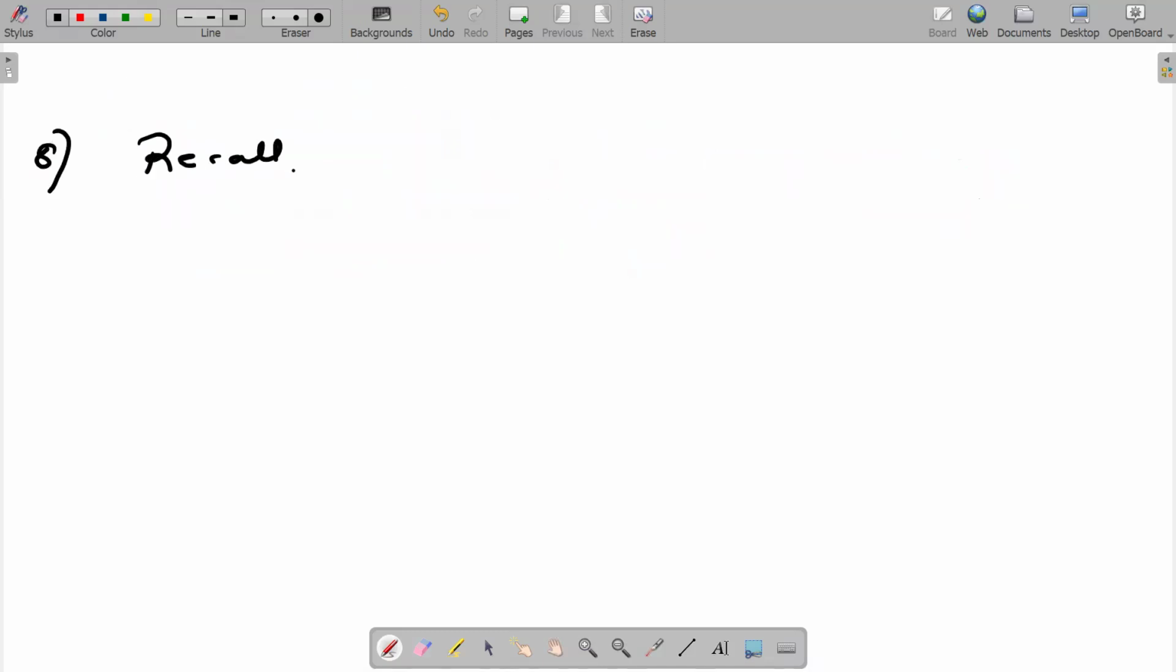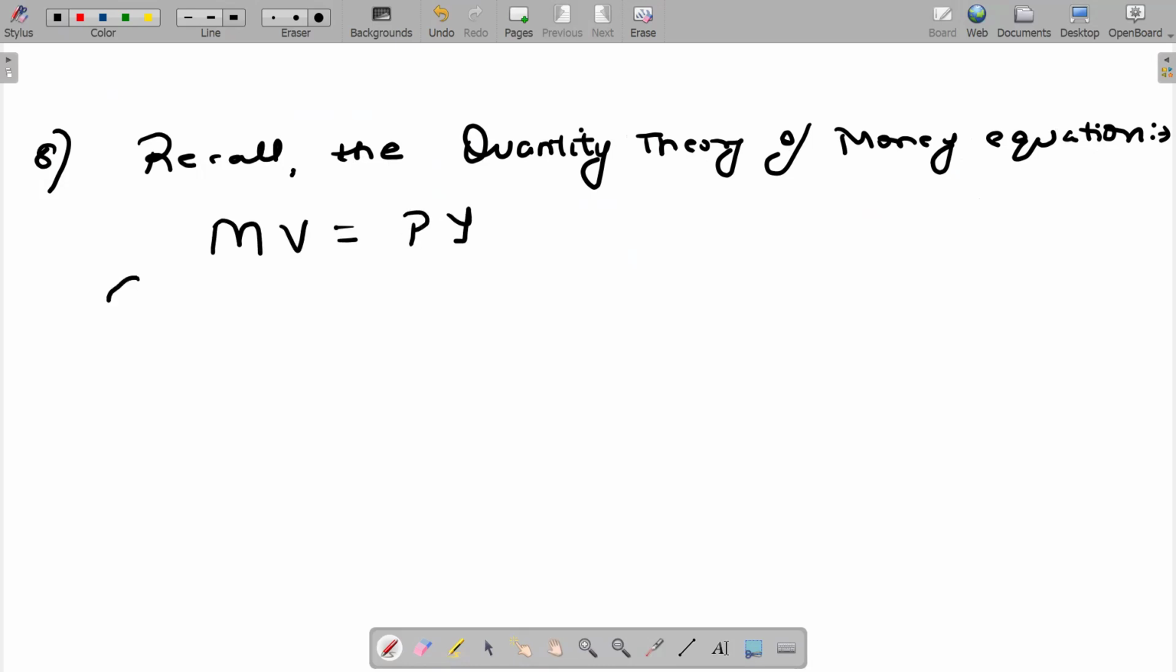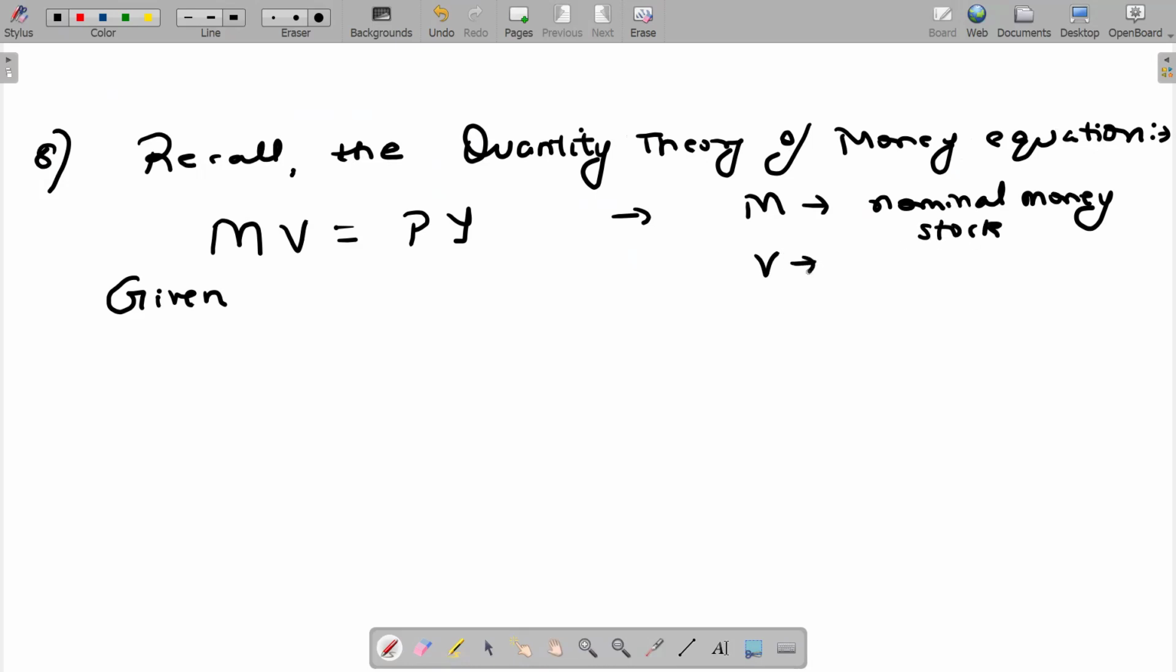Recall the quantity theory of money equation, which is M into V is equal to P into Y. Now, what are we given? Students should know that M denotes the nominal money stock, V denotes velocity, and P into Y denotes my nominal GDP.